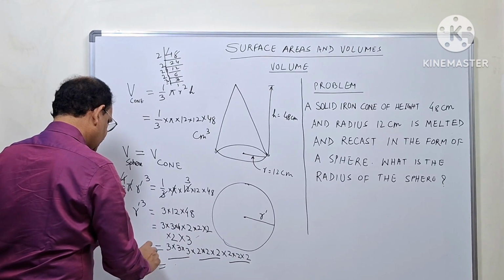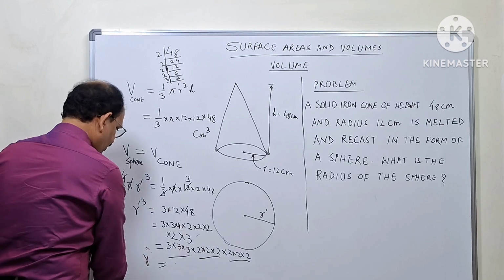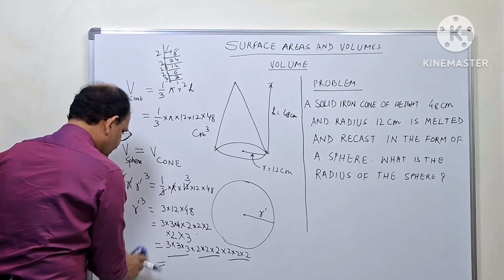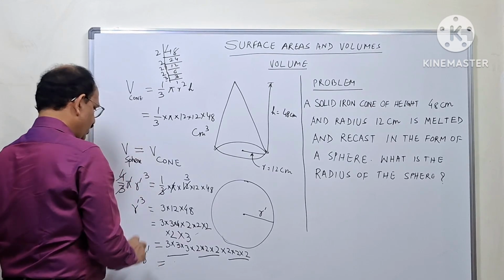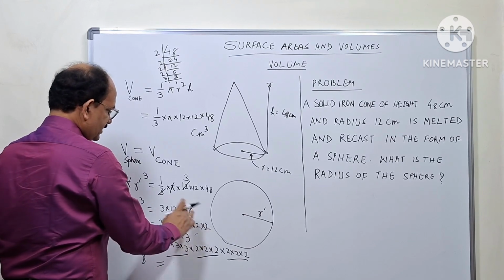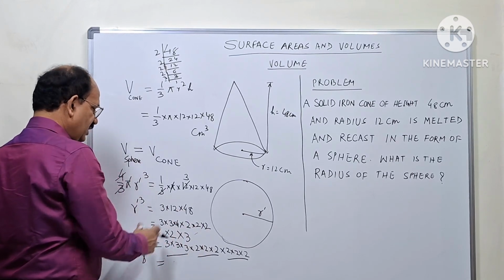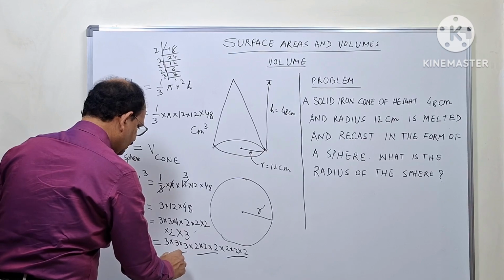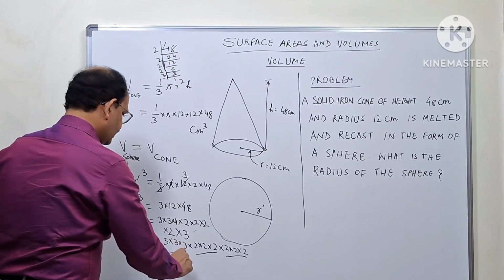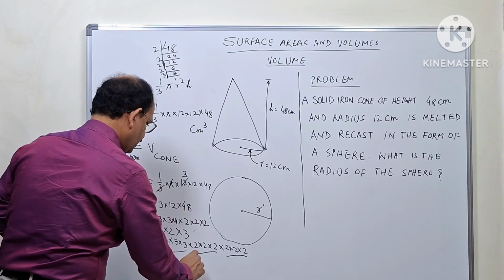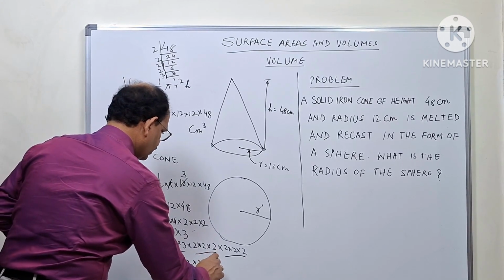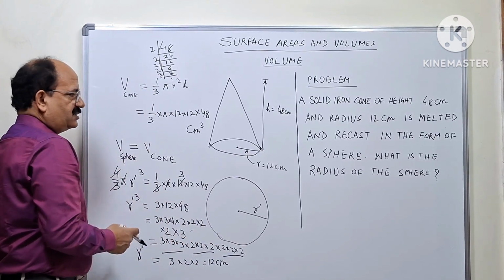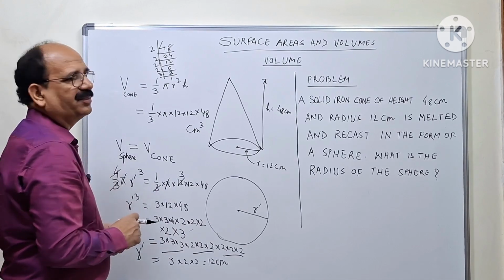So r dash will be equal to the cube root of this entire number. And because I'm taking the cube root, I'll take 1 out of each group of 3. This is 3 into 2 into 2, which is equal to 12 centimeter. So the radius of this sphere will be 12 centimeter.